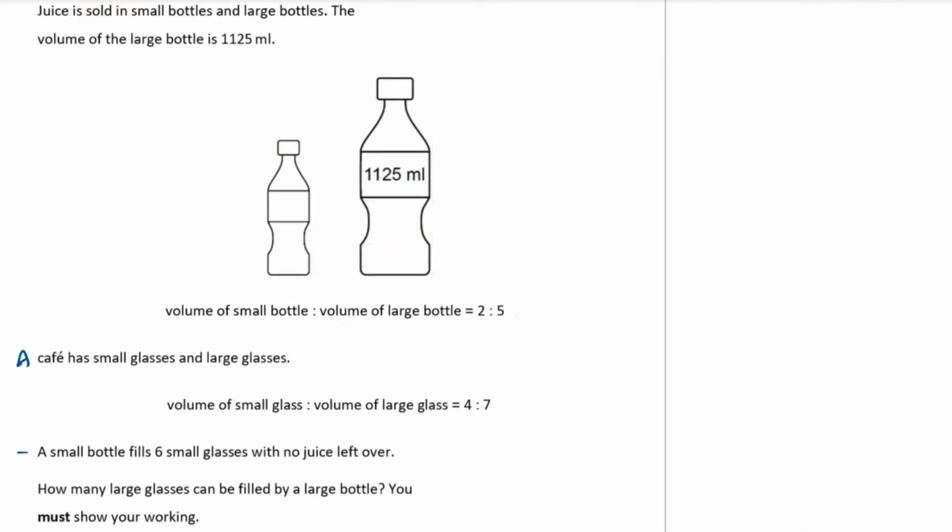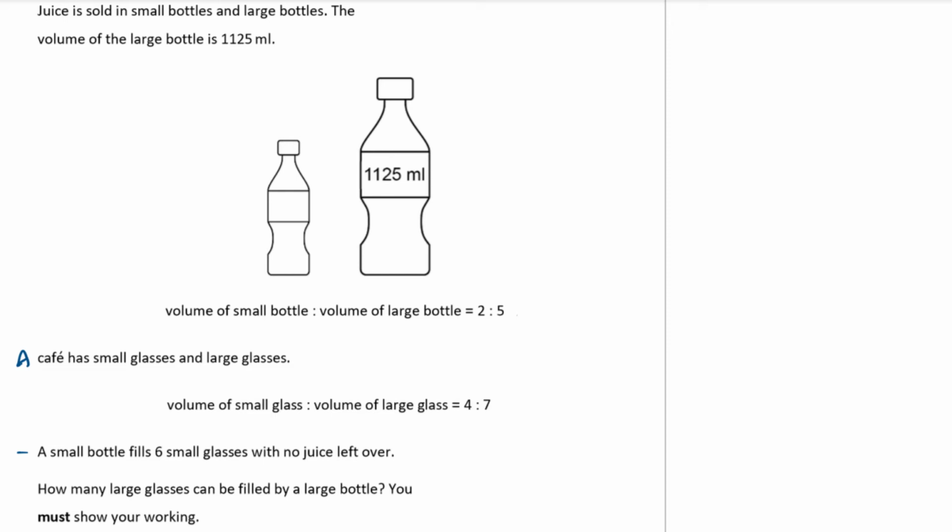Question 21. Juice is sold in small bottles and large bottles. The volume of the large bottle is 1,125 milliliters, and we're given the ratio of the volume of the small bottle to the volume of the large bottle as 2:5. A cafe has small glasses and large glasses, and the volume of the small glass to the volume of the large glass is 4:7. A small bottle fills 6 small glasses with no juice left over. How many large glasses can be filled by the large bottle? You must show your working.